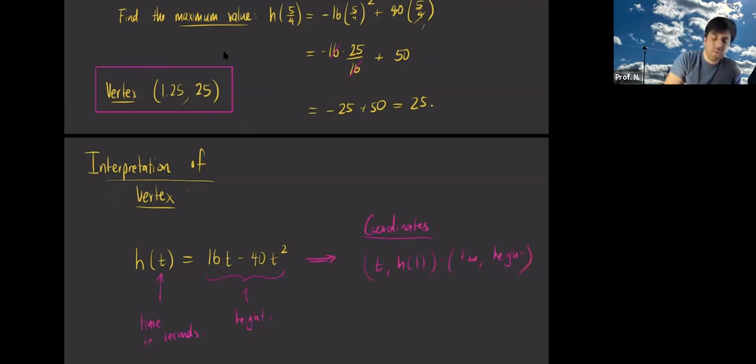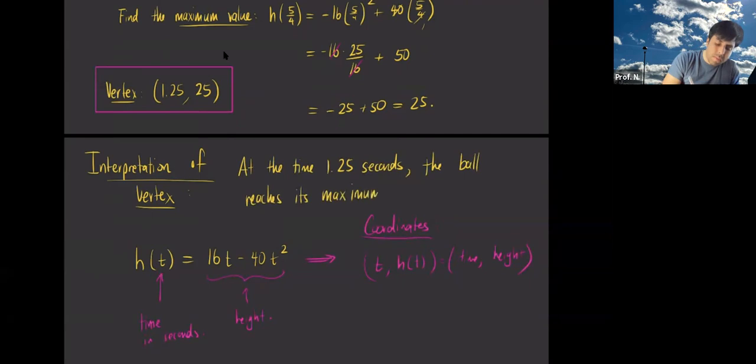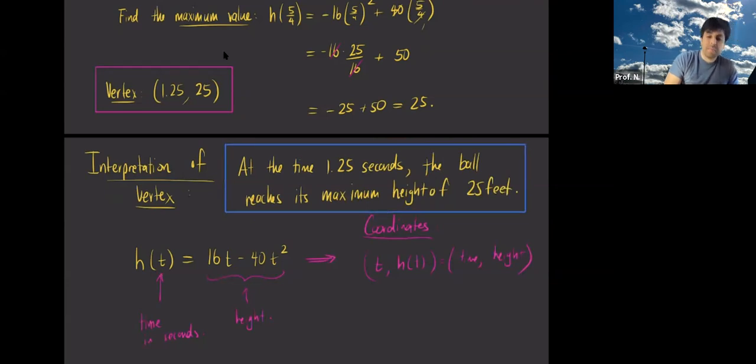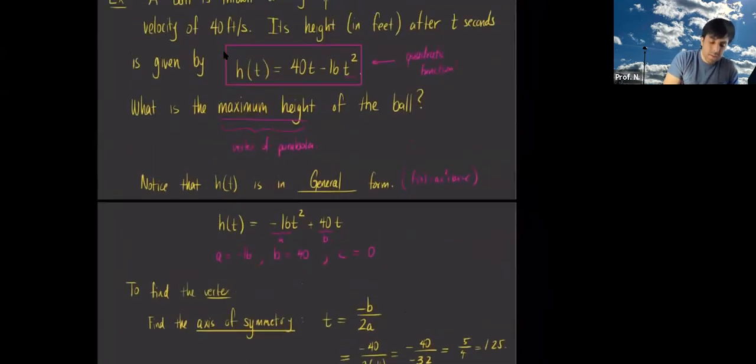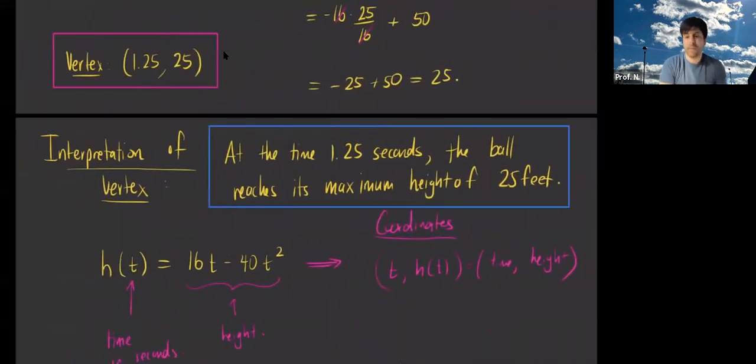So then what am I saying with 1.25 comma 25? After, or at the time 1.25 seconds, the ball reaches its maximum height of 25 feet. And so there I found my answer, didn't I? It says, what is the maximum height of the ball? Well, the maximum height of the ball is 25 feet. And when does it happen? It happens after 1.25 seconds.